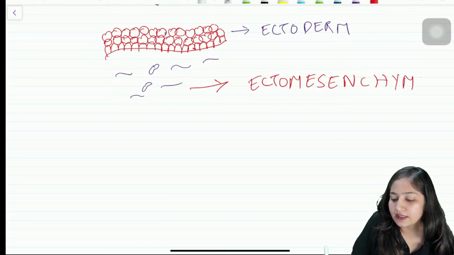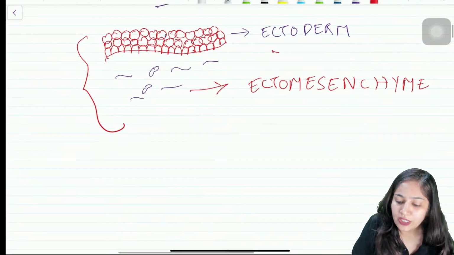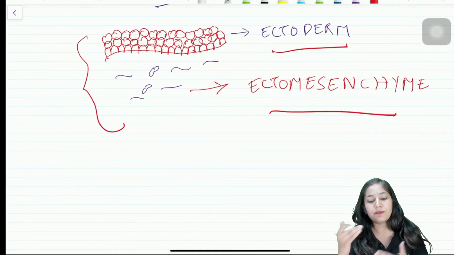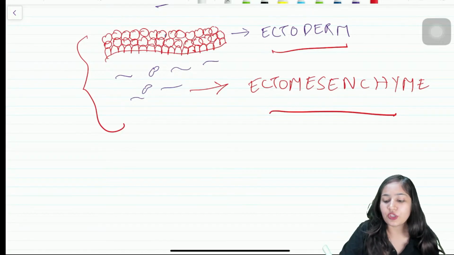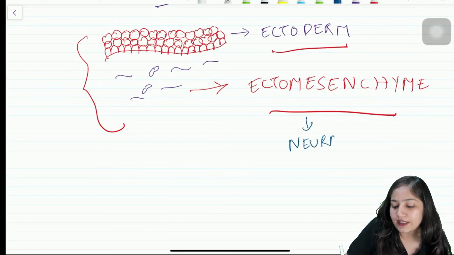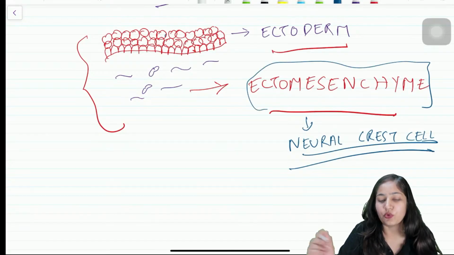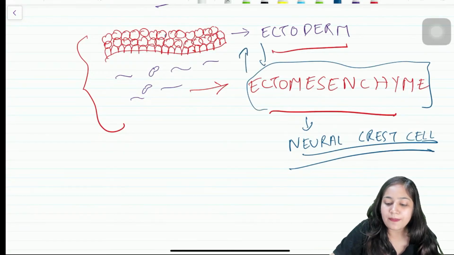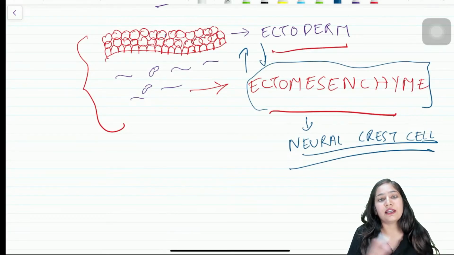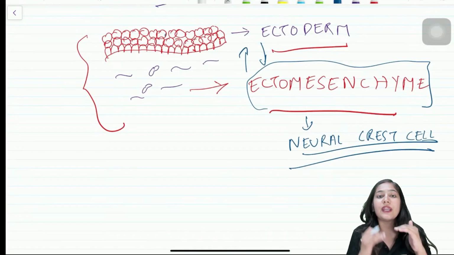So mainly these two structures are involved in the formation of tooth, right? Ectoderm and ectomesenchyme. Ectoderm is our epithelial portion and beneath this we have the connective tissue portion, that is ectomesenchyme. In this ectomesenchyme we have neural crest cells. Due to the proliferation of these neural crest cells, we have our ectomesenchymal portion. And the interaction between this ectoderm and ectomesenchyme leads to further tooth development.